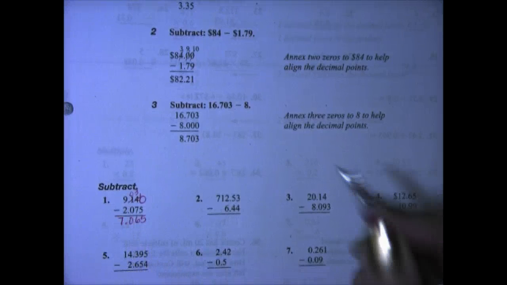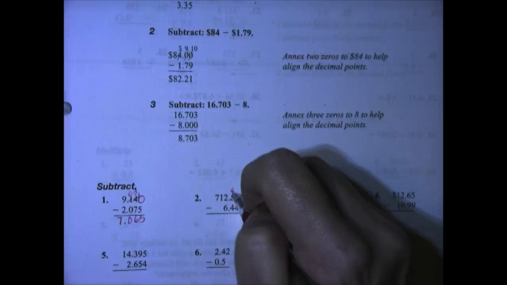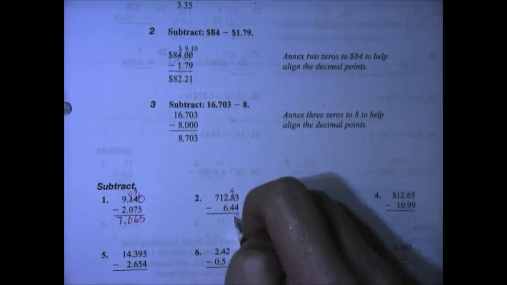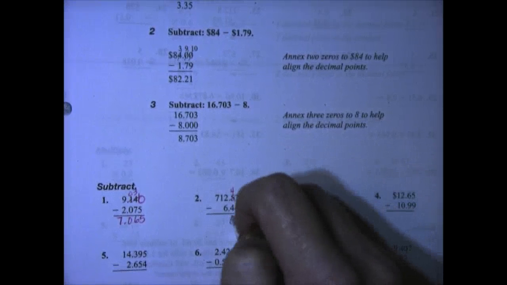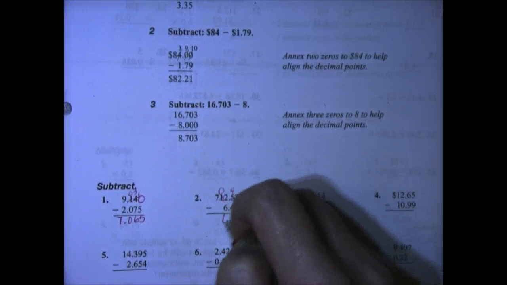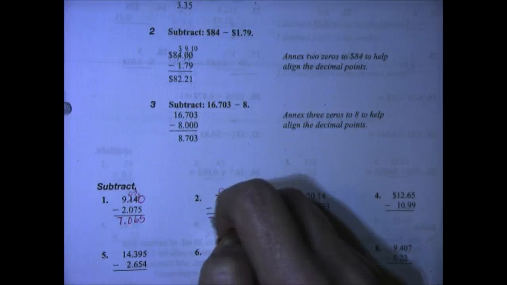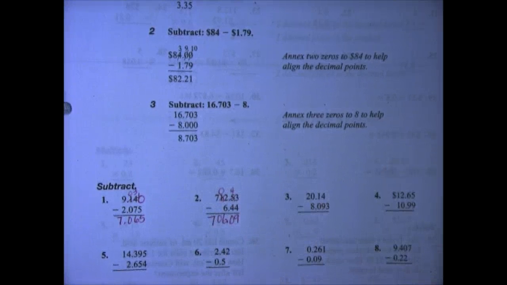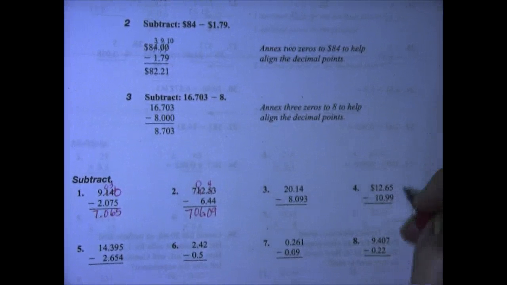Let's take a look at number 2. Again, there's going to be some borrowing involved, so hopefully you remember how to do your subtraction from grade school. And number 2, you should get 706 and 9 100ths. Let's take a look at number 4 since it has money.